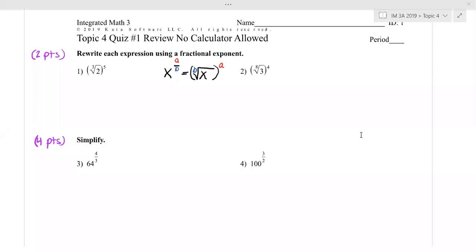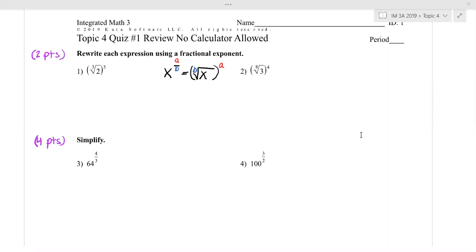This video is going to be me going over the topics for quiz 1 review. Remember that you will not be allowed to use a calculator on this quiz, so all the numbers will remain below 100, and you will be tested on your ability to use properties of exponents, not your ability to use your calculator. The first question on the review is worth 2 points on the quiz.